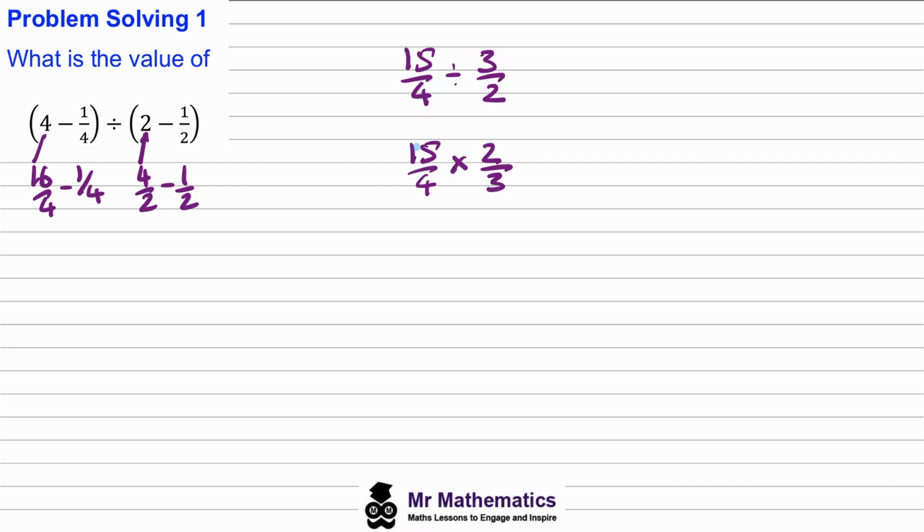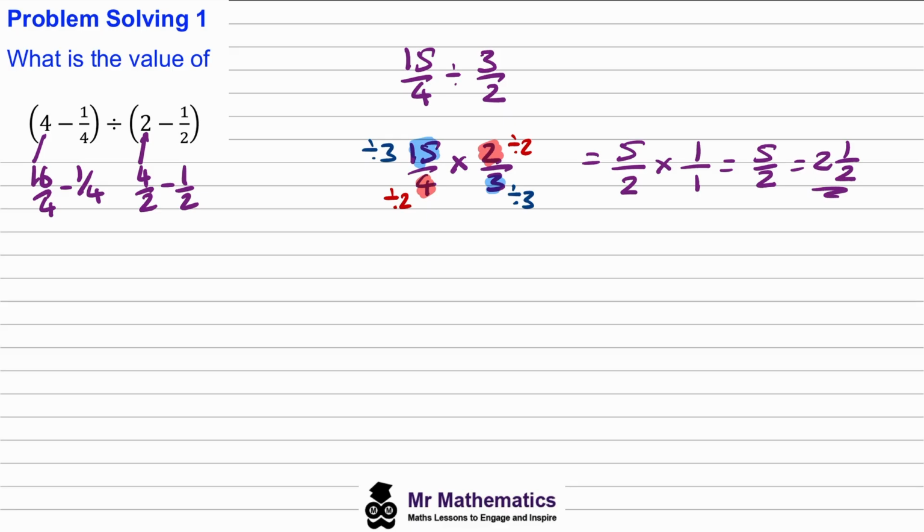And now we can cross-simplify this. We can divide the 15 and the 3 by 3, and the 2 and the 4 we can divide by 2. So we can rewrite our product as 15 divided by 3 over 4 divided by 2 multiplied by the 1 over the 1, which is 5/2 or 2 1/2. Okay, how did you get on with that?